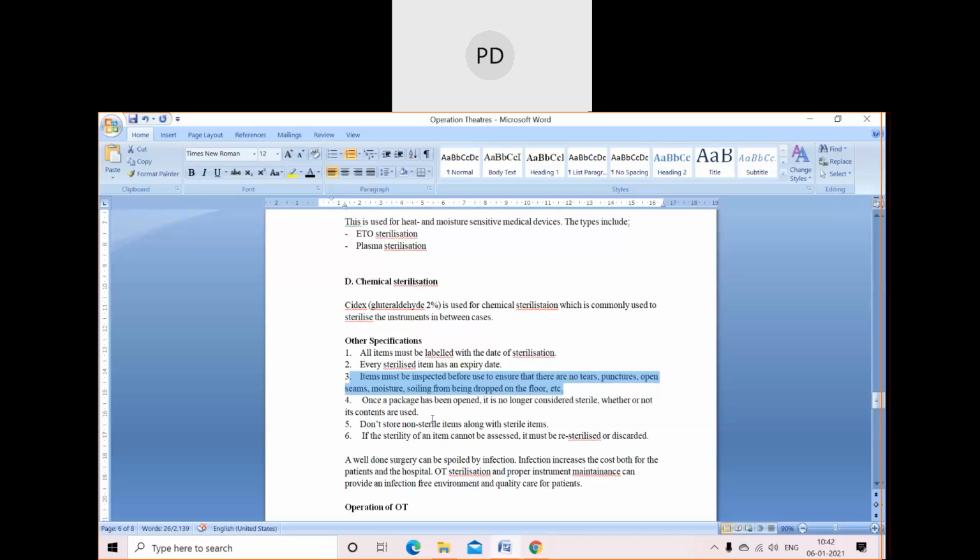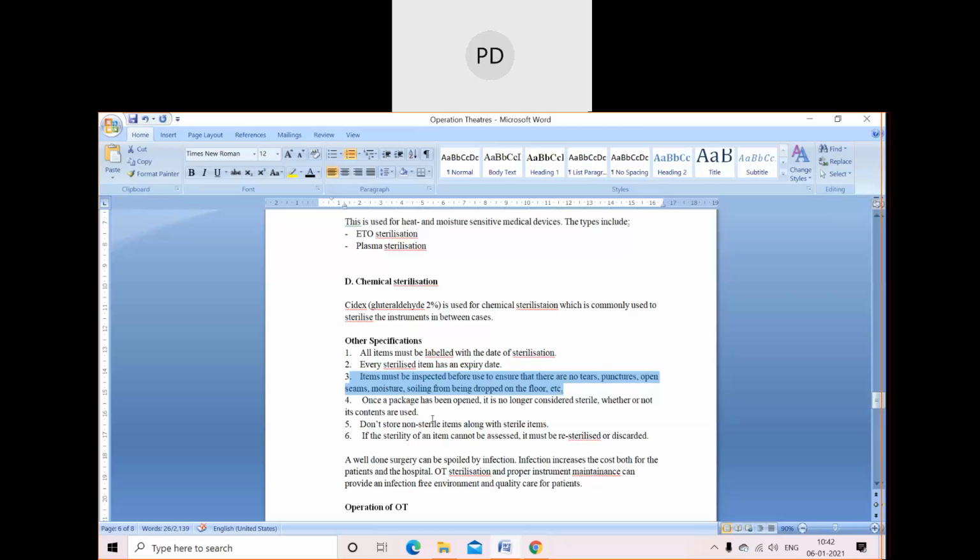So once it is open, it is no longer considered sterile. It is ultimately unsterile. And don't store non-sterile items along with the sterile items. That creates a lot of confusion. That is why we do not store an open package, or open trays, with sterile items.